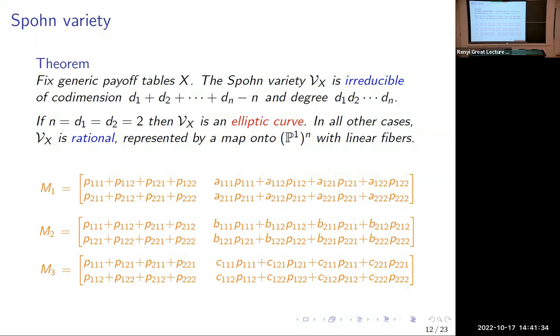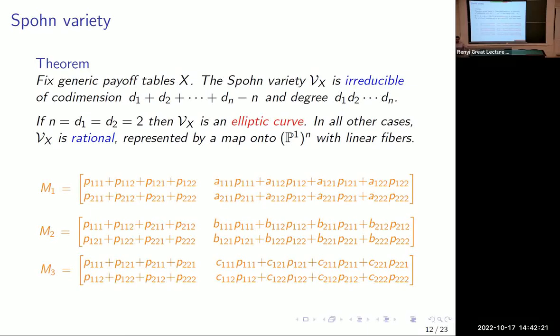So now let's fix generic payoff tables. So now X is the game. X is the list of n-dimensional tensors. And generic means random in algebraic geometry. The entries are picked at random. So with probability 1, this will be true, or outside some algebraic hypersurface, this will be true. So the Spohn variety is always irreducible in this general sense. Its dimension or codimension is the expected codimension, and the degree is as expected. The codimension is d1 plus d2 plus ... plus dn minus n, and the degree is just the product of the number of choices for the players.